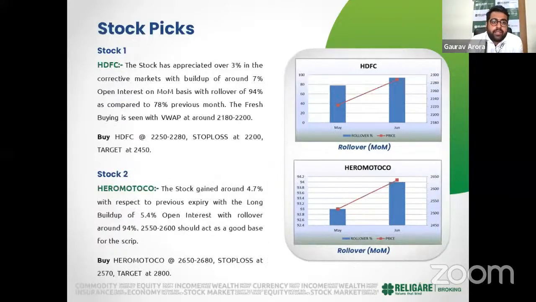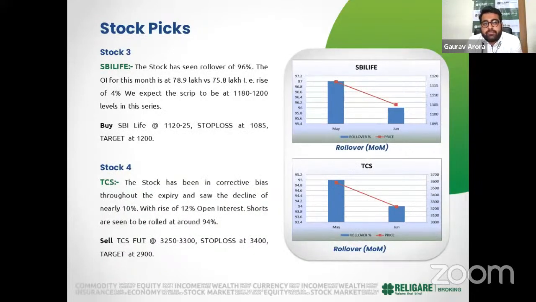We reiterate: buy HDFC from financials, buy Hero MotoCorp from the auto sector, buy SBI Life, and we are bearish on TCS futures. That's all from my side. Handing back over to Manoj.